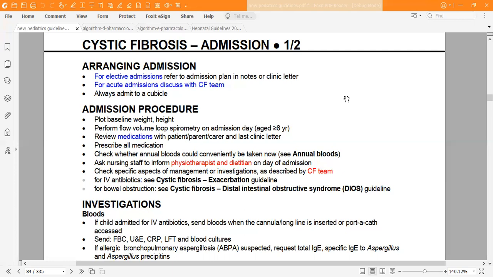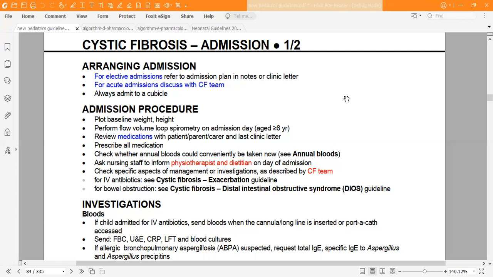Review his medication if he is already on medication. If he is a migrant coming from another country, for example, and was already diagnosed, he is on medications and has an already written plan, you have to revise all this. Review medications with the patient, parent or carer, and the last clinic letter. Prescribe all medication. Check whether annual bloods could conveniently be taken now.